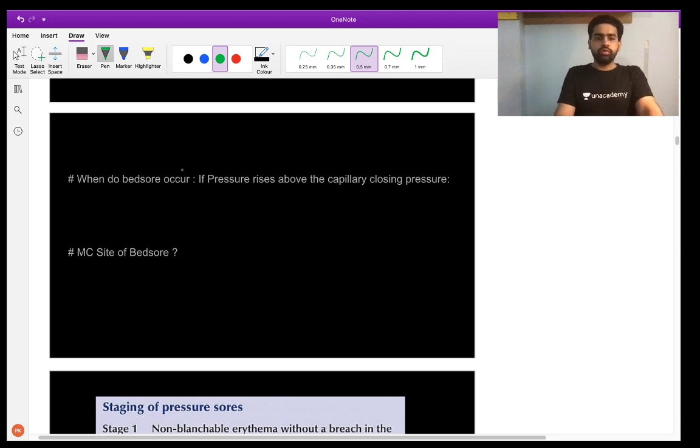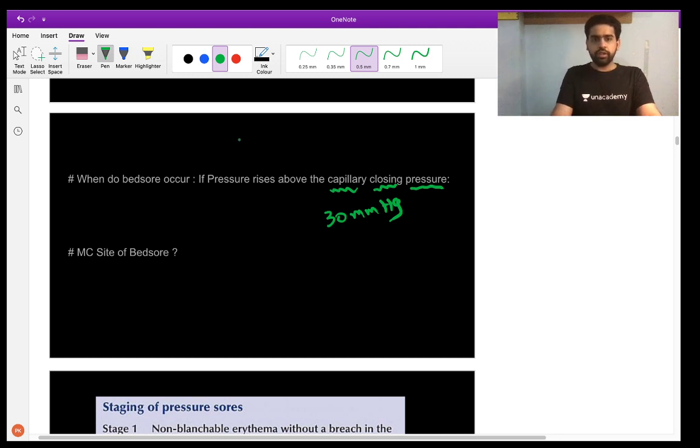Now when do bed sores occur? Bed sores occur if the pressure rises above the capillary closing pressure. So can you tell me what is the capillary closing pressure? The capillary closing pressure is around 30 mm of Hg. Now when you sit, for example, you must be sitting in the classes or anywhere, you constantly keep on changing your position. But if due to some reason the patient is not able to change his own position, for example, if the patient is quadriplegic, or has suffered a pelvic fracture and the surgery following that, the patient is not able to change his position.